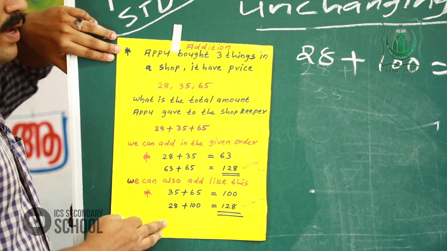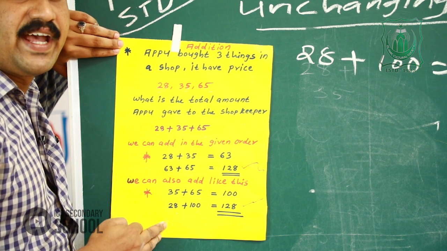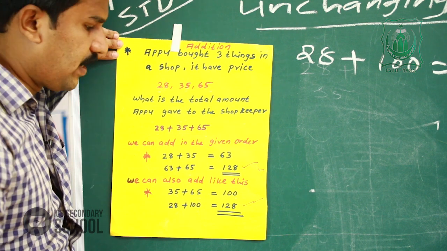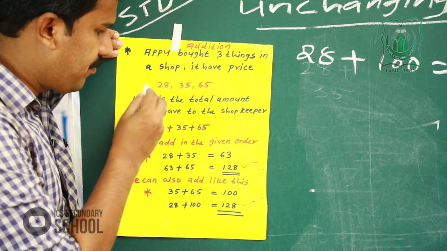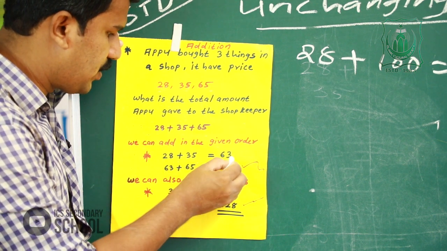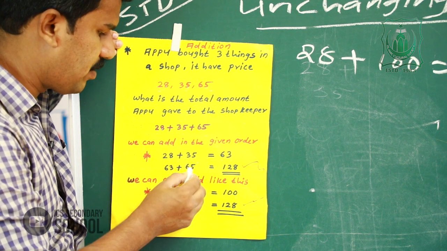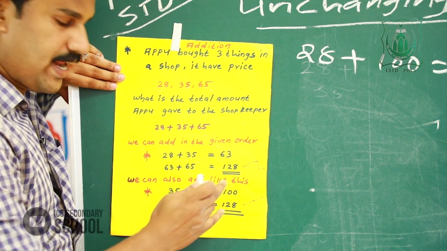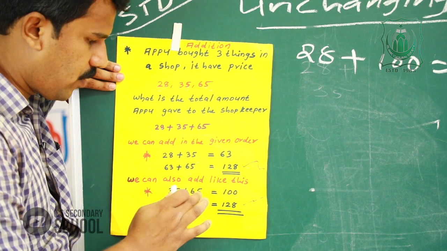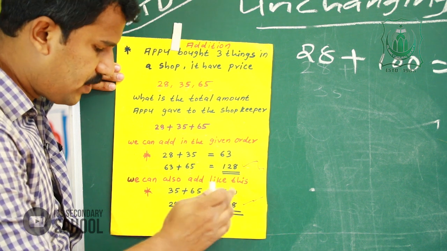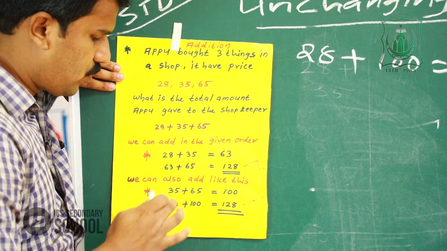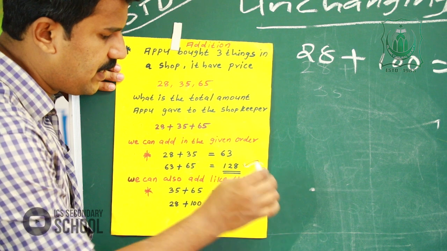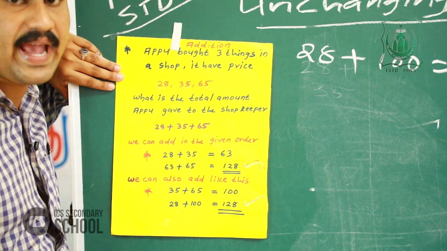So, in this way we can get the answer in two ways. First we can add in the given order, 28 plus 35, that is equal to 63. Then 63 is added to the last number 65, we got the answer 128. We can also use another method: 35 plus 65, we got 100. Then 100 is added to 28, 28 plus 100, we got 128. So in these two methods, the answer is the same, that is 128.